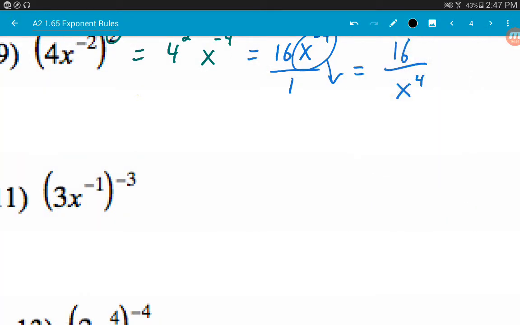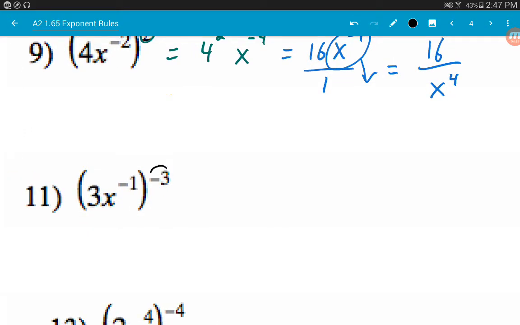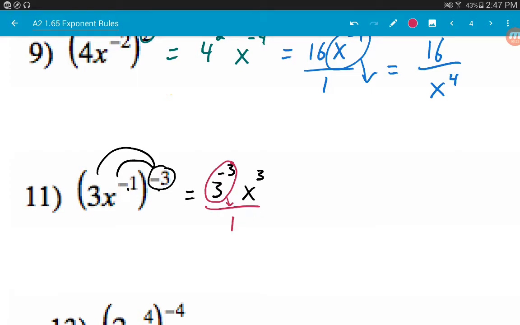Let's do question 11 as well. I'm going to distribute the negative 3. So I get 3 to the negative 3, x to the positive 3. Negative 1 times negative 3 is positive 3. And now I want all my exponents to be positive, so I want to get rid of the negative one. How would I get rid of a negative exponent? By moving it down to the bottom of the fraction. So the x to the third gets to stay on top, and the 3 to the negative 3 becomes 3 to the positive 3 on the bottom. And then if you check your calculator, 3 to the third is 27. So my final answer would be x cubed over 27.